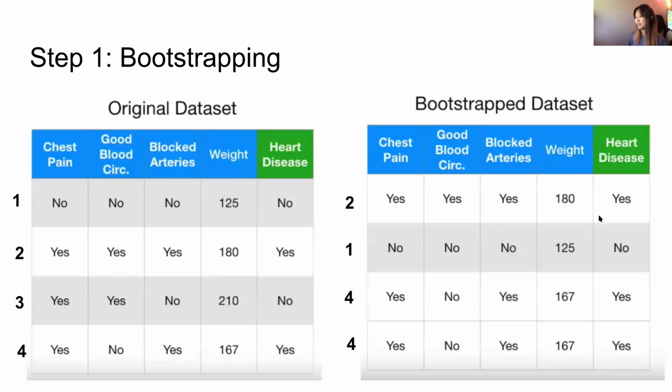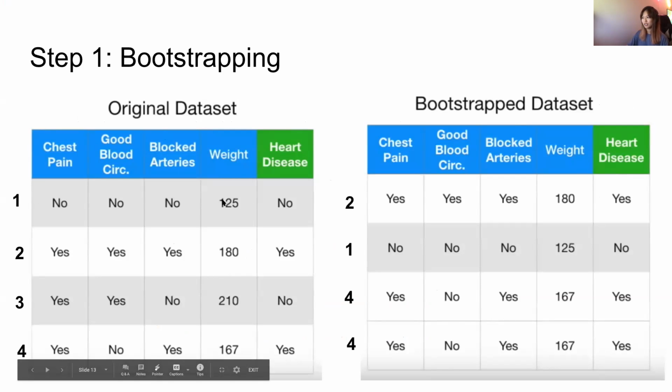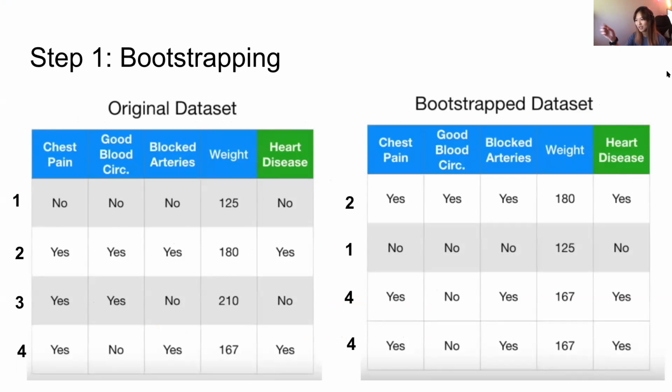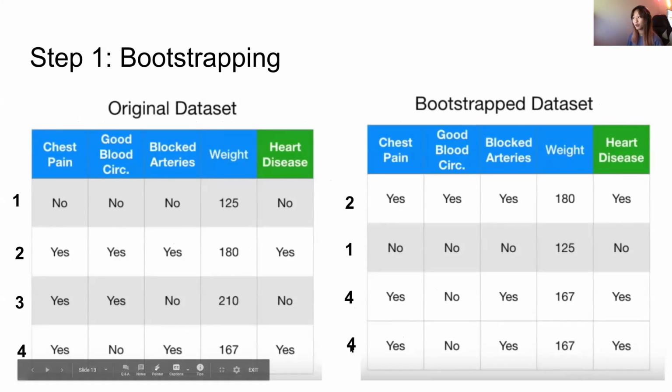So after the bootstrapping, and this is just an example, here you can see we have 4 rows, and each row is an observation. In the Bootstrap dataset, you're just picking with replacement. So randomly, this Bootstrap dataset picked out 2, 1, and then 4 twice. And there's nothing wrong with this being repeated. And then a decision tree will be trained on this multiple times, on different Bootstrap datasets, over and over again.